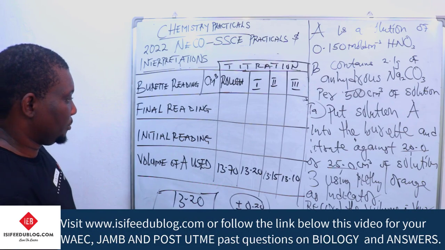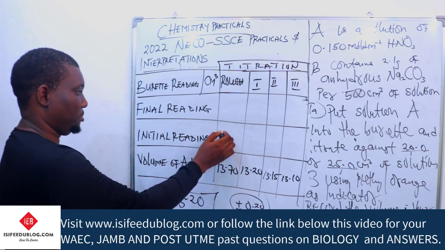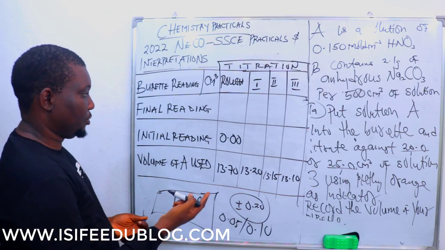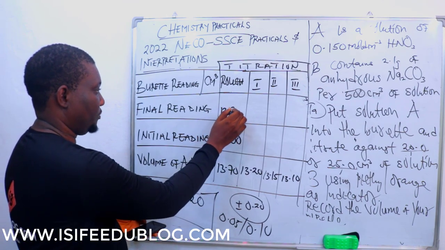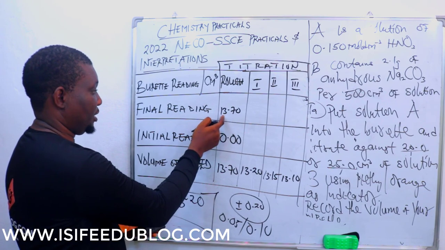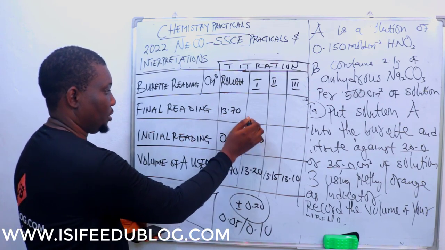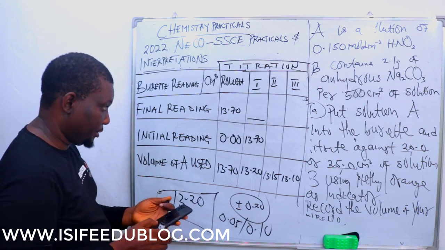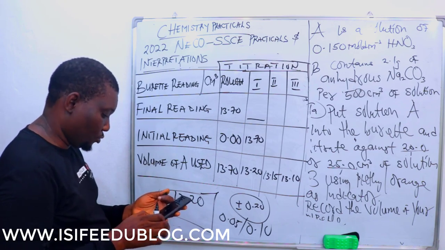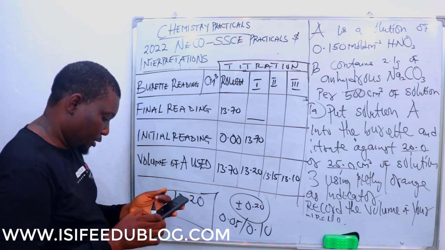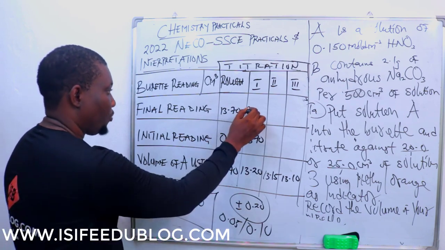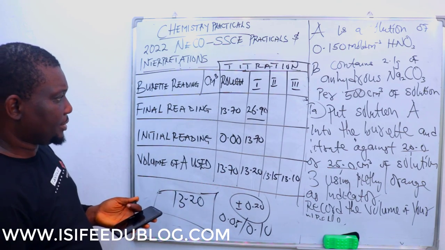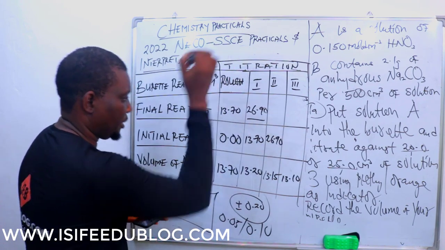To fill the rest, it's very simple. I can use 0.00 throughout as the initial reading. I can decide to say, okay, this was this, give me 13.70. I can actually use this as the initial here for this one, 13.70. To know what it's going to be here, I will add 13.2 plus 13.7, which gives me 26.90 as initial here. I can still use this 26.90 here.